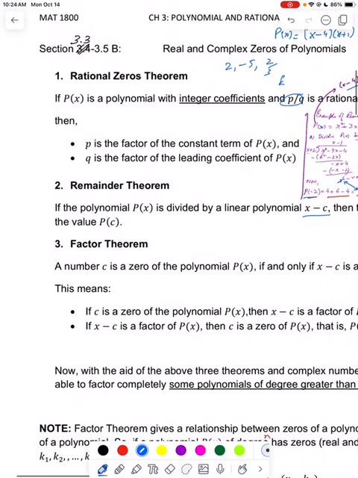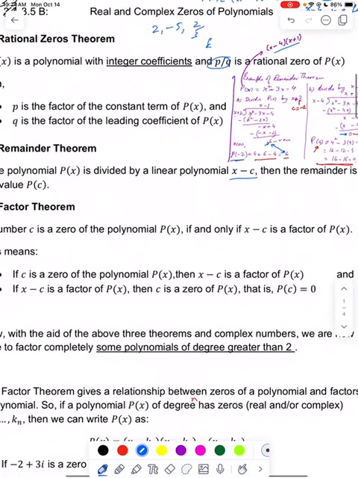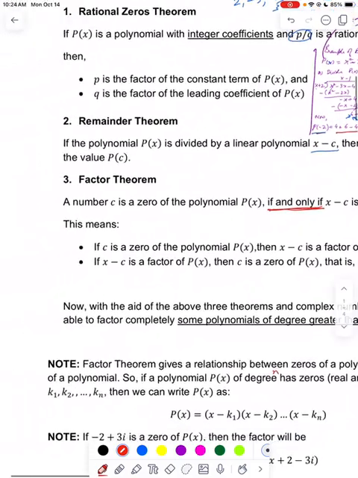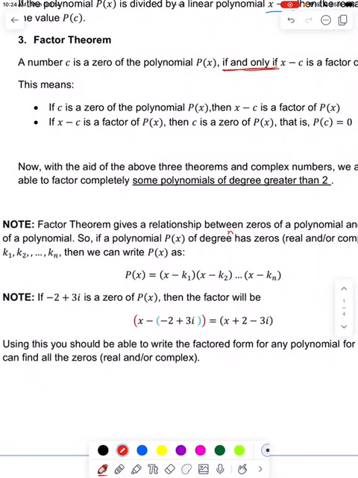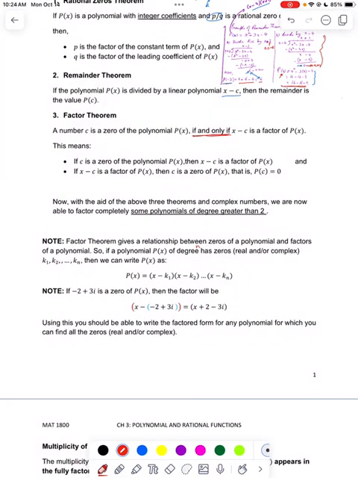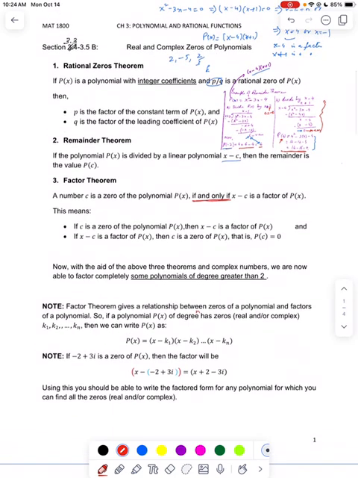When this statement says "if and only if", this is kind of important. It says it works both ways. If x minus c is a factor, then p of c will be 0, or c will be a zero of the polynomial. And if c is a zero of the polynomial, then x minus c is a factor of the polynomial. Now with the aid of these three theorems and with the complex numbers that we reviewed previously, we can actually factor and find the zeros of polynomials of degree higher than 2.